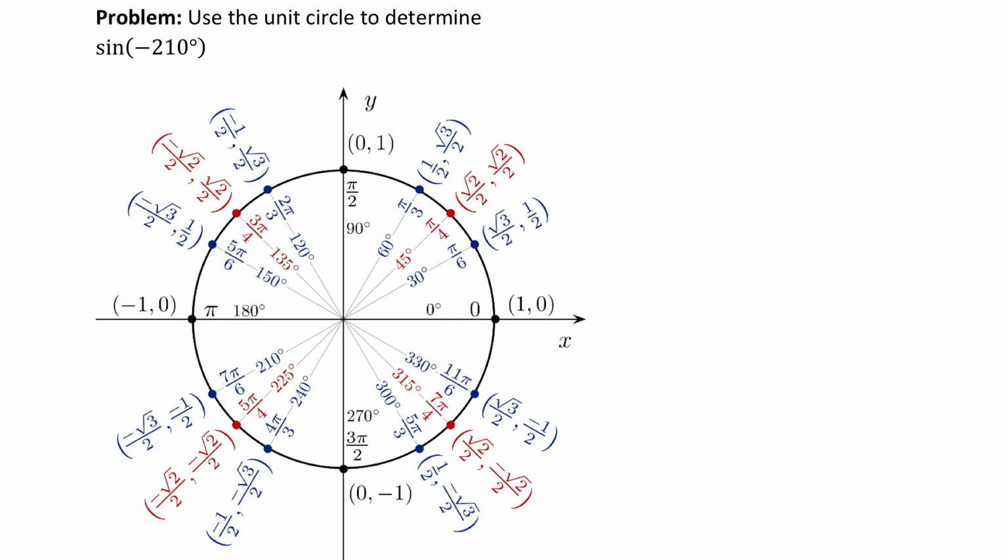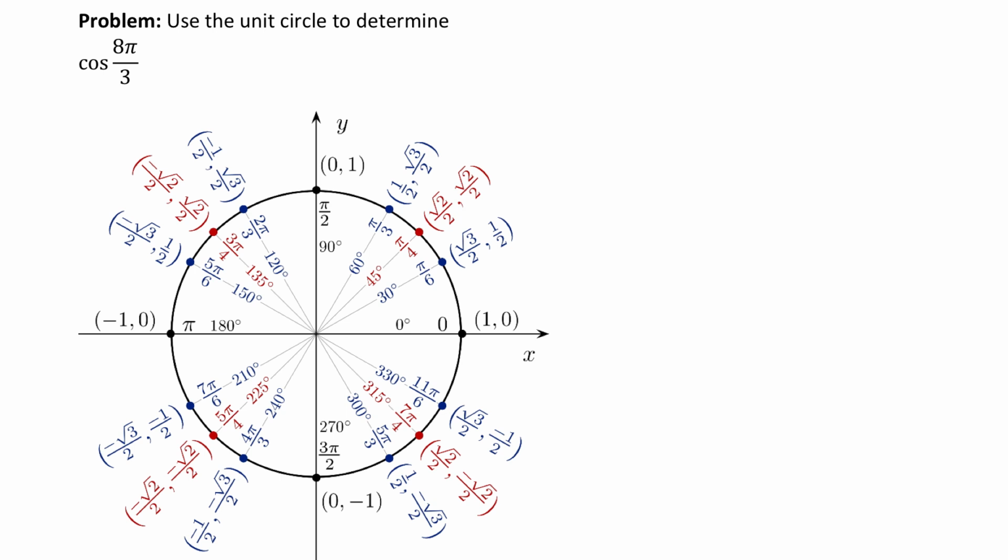Okay, pause the video and try to find sine of negative 210. All right, so in this case, we have to add 360 because we have a negative angle. So negative 210 plus 360 gives us 150. So there's our nice coterminal angle. Over at 150, we're looking for sine, which means we're looking for the y value. Answer 1/2.